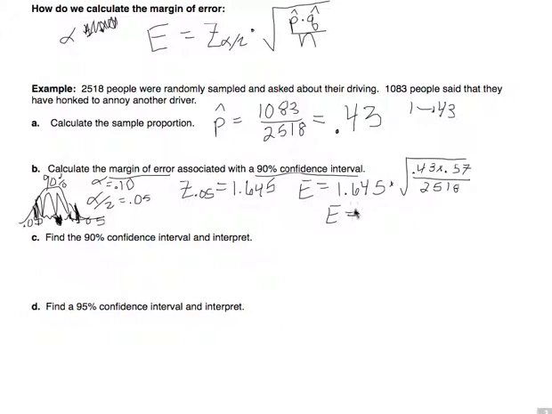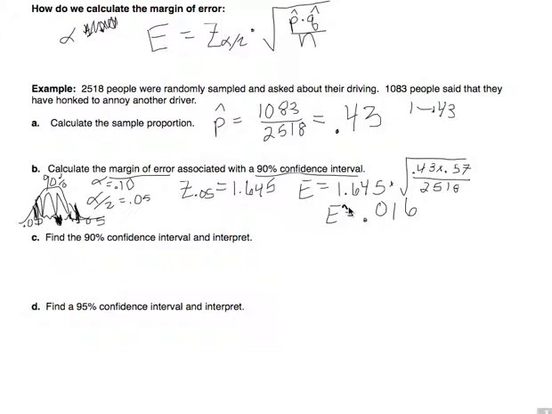Now you should be able to put this whole thing in your calculator. When you're doing that, you've got to be careful. I'm going to put 1.645 times, and then the square root, making sure that I have parentheses, 0.43 times 0.57 divided by 2,518, end parentheses. And when you do that, I'm going to write this out to the thousandths place. You should get 0.016.